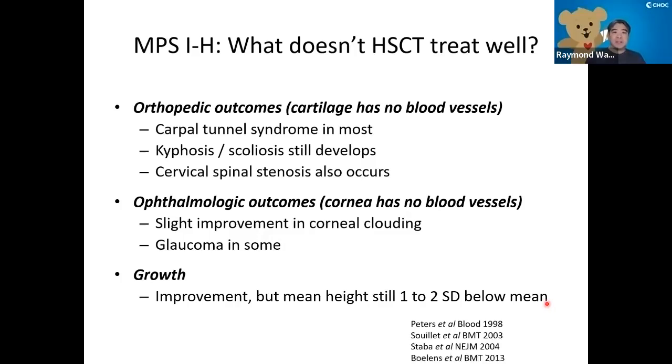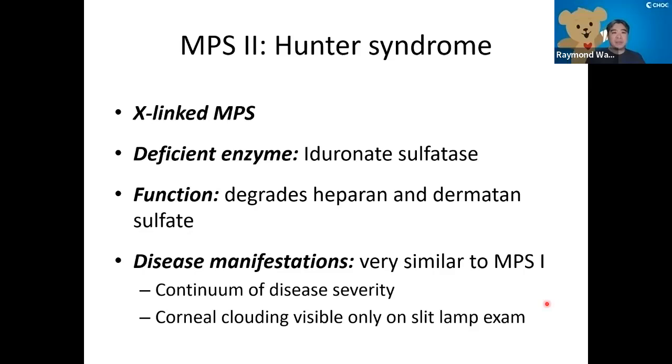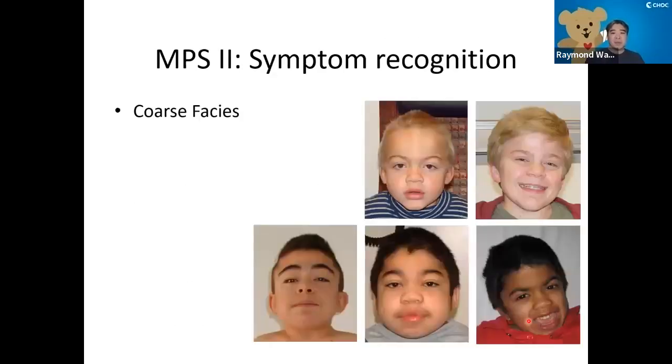And then just in the last few minutes, we'll hit upon the rest of the MPSs, Hunter syndrome being the X-linked MPS, and the enzyme deficient being iduronate sulfatase. Very similar symptoms. There's a continuum of disease severity from attenuated to mild. There's some really subtle corneal clouding that's only visible on slit lamp, but not enough to affect general vision. You can see again coarse facial features in individuals from multiple different ethnicities.